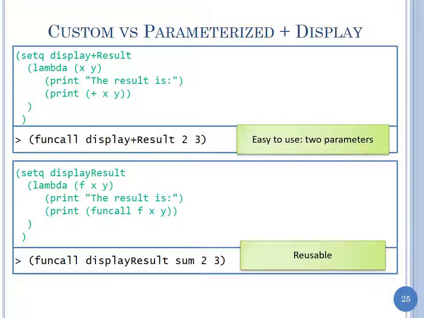So can we rewrite display plus result to, and this is not a very subtle question, but I'm trying to lead to something else, to have the reuse capability and have exactly two parameters? So can we combine these two things together, reuse and two parameters? I mean, how can we, is the question.